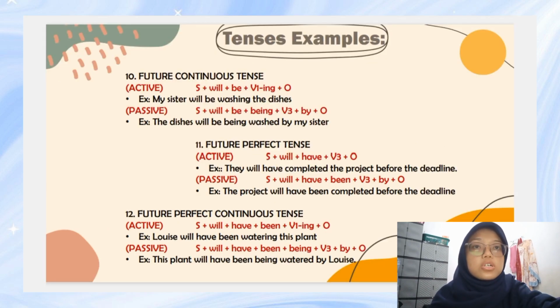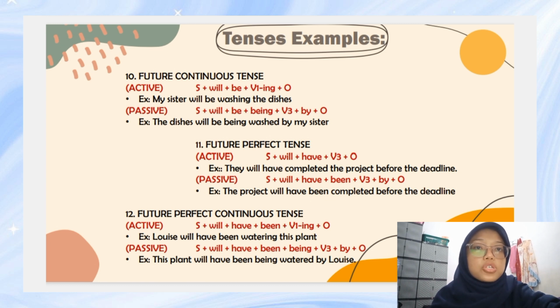Next, future continuous tense. For active: subject plus will be plus verb 1 plus -ing plus object. For example, my sister will be washing the dishes. And this passive: subject plus will be plus being plus verb 3 plus object. For example, the dishes will be being washed by my sister.